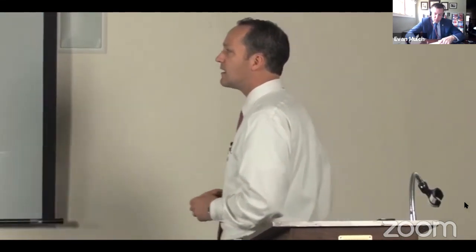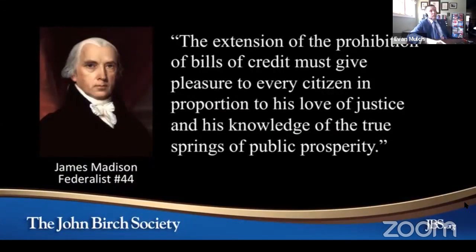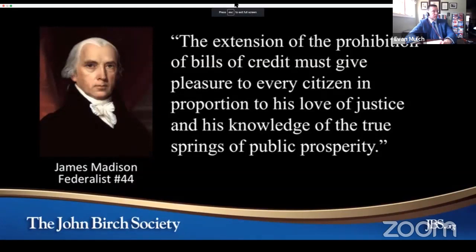Speaking of this, in Federalist number 44, James Madison points out, the extension of the prohibition of bills of credit, paper money, must give pleasure to every citizen in proportion to his love of justice and his knowledge of the true springs of public prosperity. What he's saying is, as much as you understand where prosperity comes from, to that same degree you will love that we prohibited paper money. If you don't understand it, you might not appreciate this, but if you really know where prosperity comes from, you'll love that we prohibited paper money.